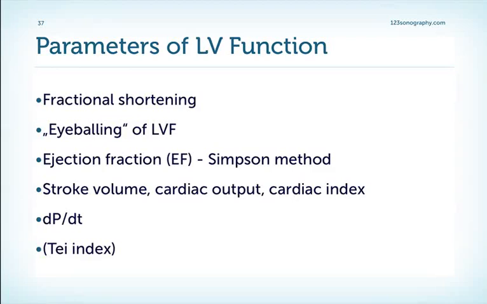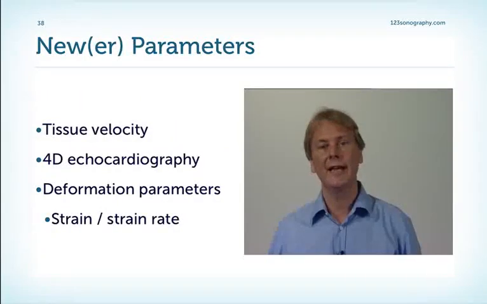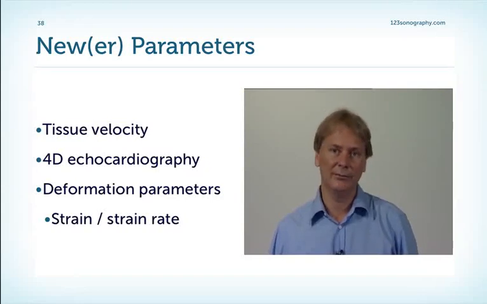But let's now see which parameters are available for the quantification of left ventricular function. Fractional shortening, eyeballing and estimation of left ventricular function, calculations of ejection fraction using the Simpson method, calculations of stroke volume, cardiac output, and cardiac index, contractility measurements using dP/dt, and the TEI index. These are the standard parameters we use in everyday clinical practice.